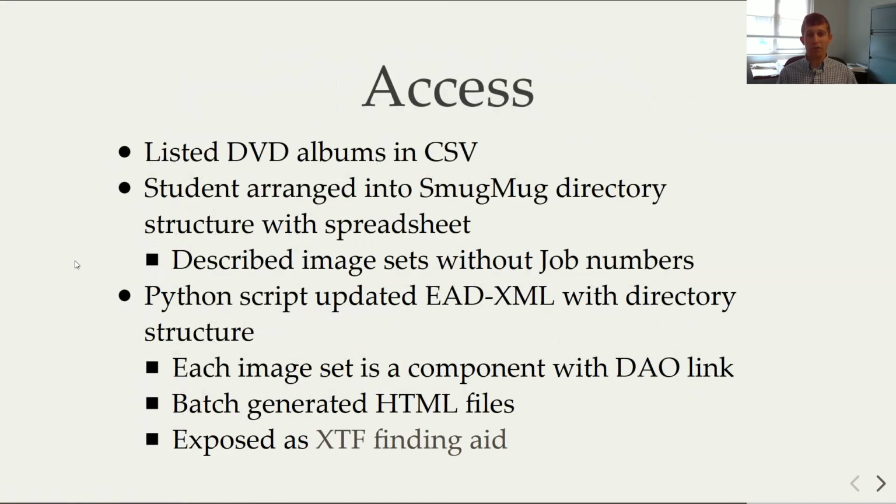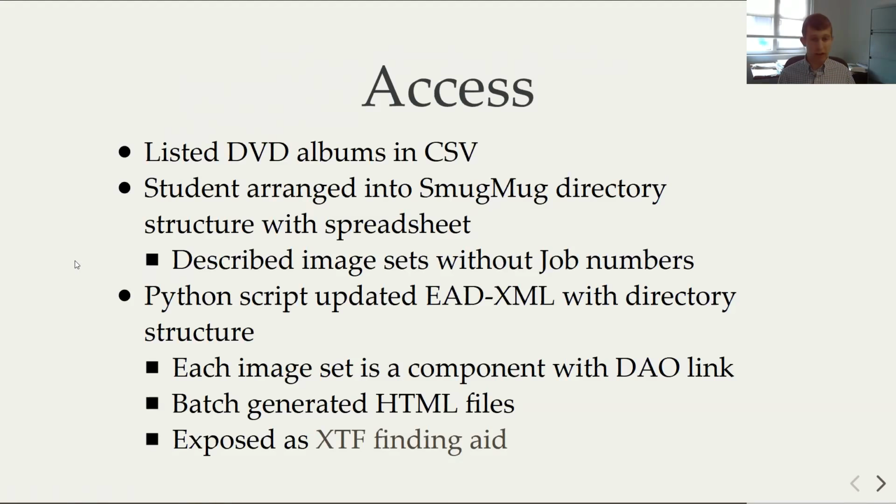So like I said, we want to put these up for immediate public access. We listed all these DVD albums in a CSV file, and a student took all of the descriptions from the Access database for the ones from all the DVDs and arranged them matching the SmugMug directory structure, which would eventually be ported into our EAD file. There was a couple in that in-between period that didn't have job numbers, so we did have to do some description, but only for a smaller number. And then we had a separate Python script that, like I said, ported that directory structure into our EAD XML.